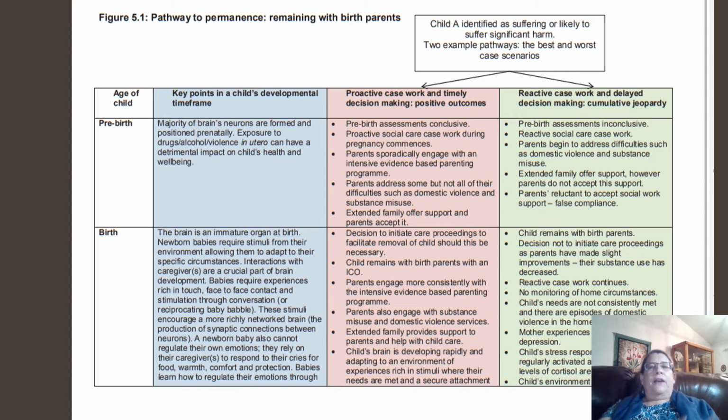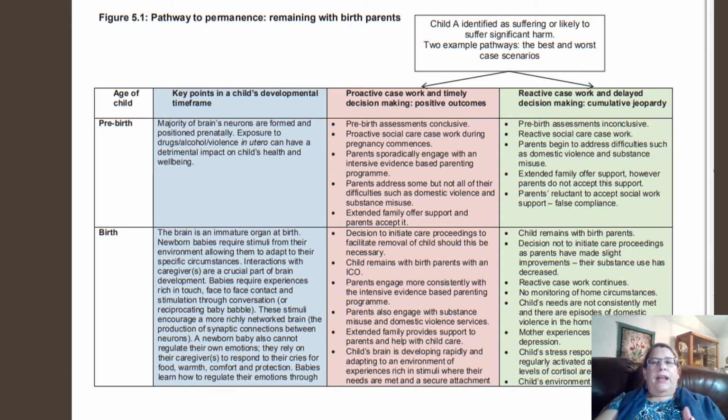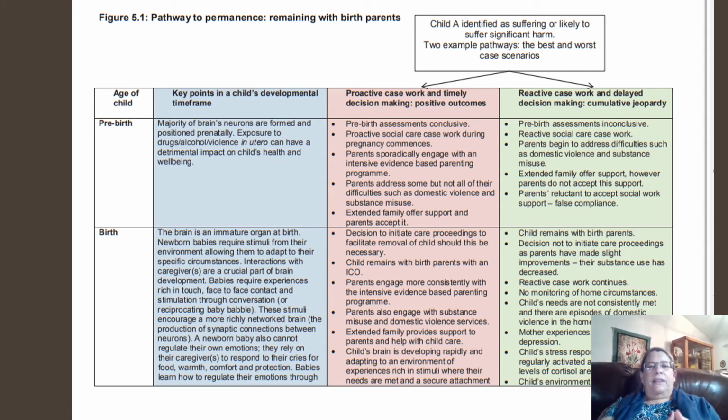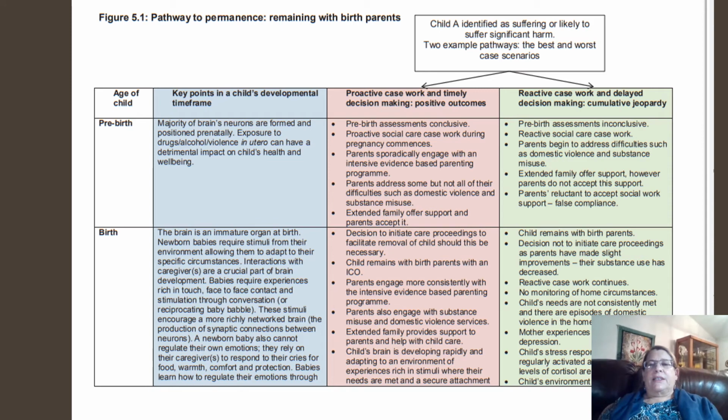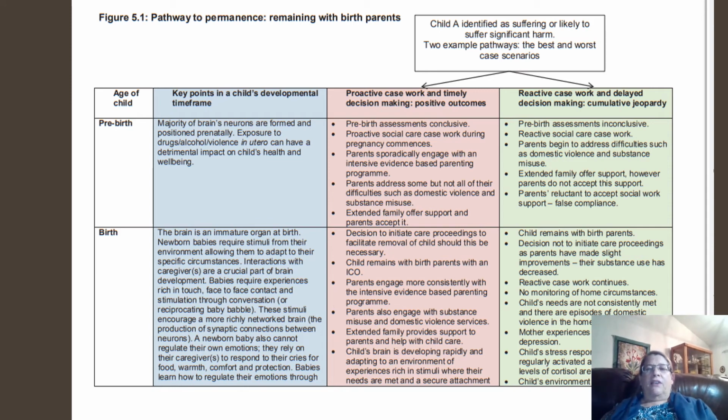On the left-hand side, it has the age of the child. Then in the blue, it has the key points in a child's development during that time frame. In other words, what's the brain doing? What kind of learning is taking place? Then in the peach color section, it's the proactive casework and the timely decision making that you need to have at these ages and stages for positive outcome.